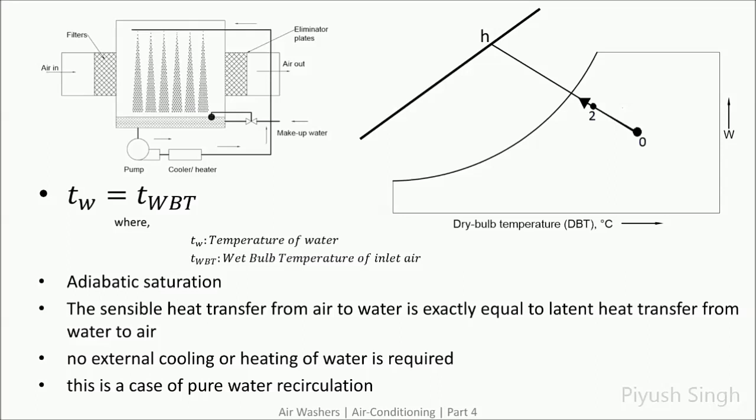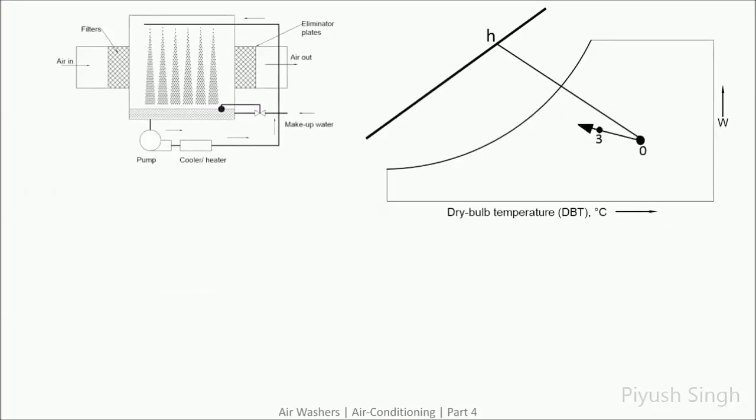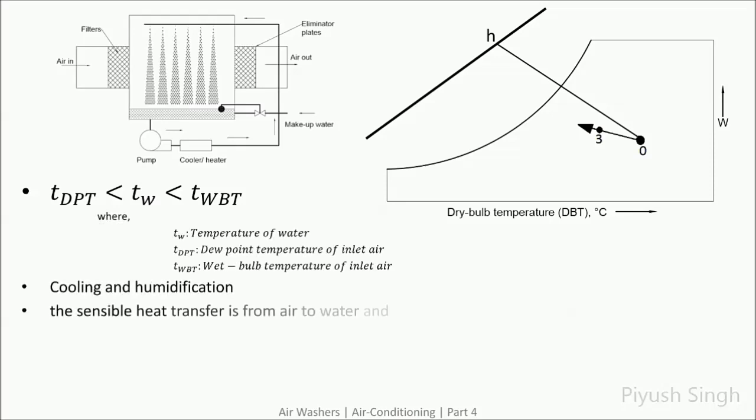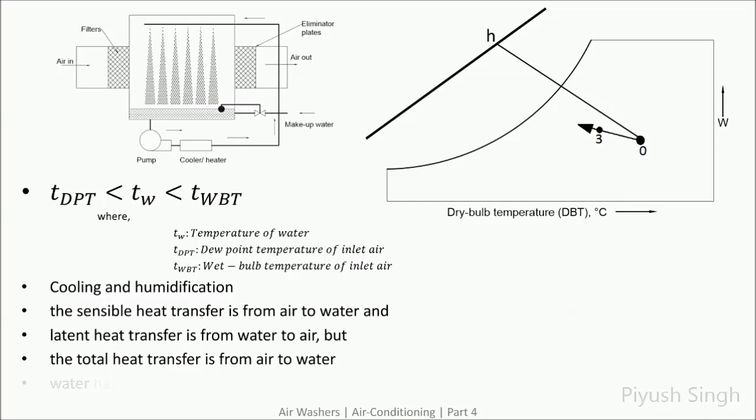The air's wet bulb and total enthalpy remain constant. Its moisture content and relative humidity rise, and its dry bulb falls. The next case is the case of cooling and humidification, but more precisely sensible cooling with moderate humidification. This happens when the water temperature lies between the air's entering dew point and wet bulb.